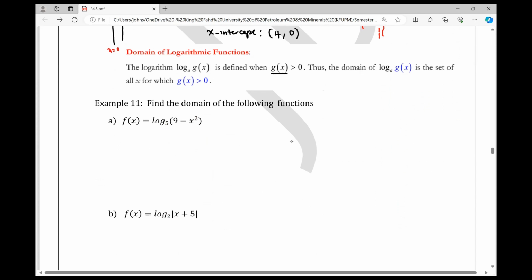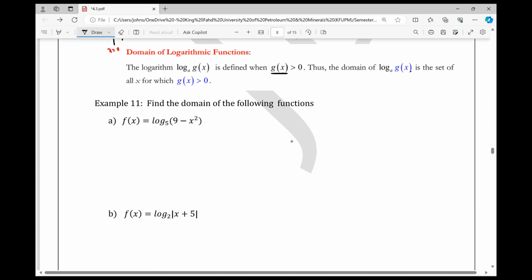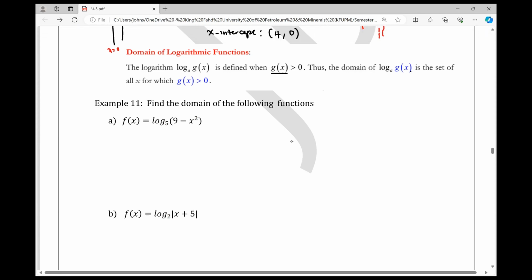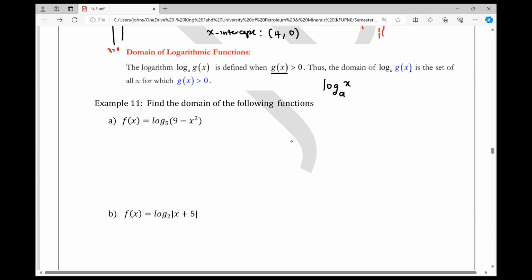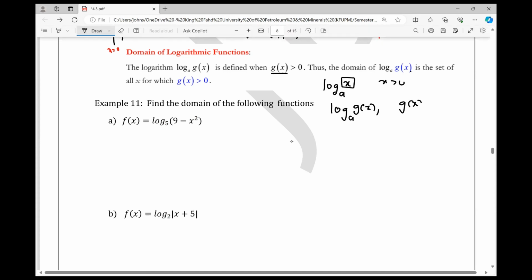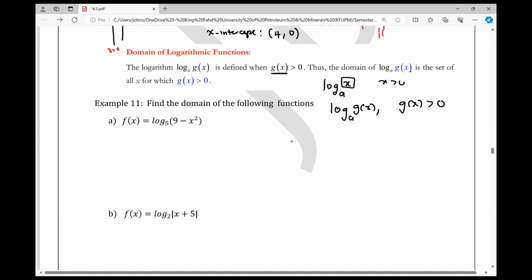We just want this g of x. So if you have log to base a of g of x, you want g of x to be greater than 0, because we cannot have the logarithm of a negative number, or the logarithm of 0, right? Remember we said log to base a of x. The condition on this x is that x should be greater than 0. So this is just a general case. If you have log to base a of g of x, then you let g of x be greater than 0, all right?